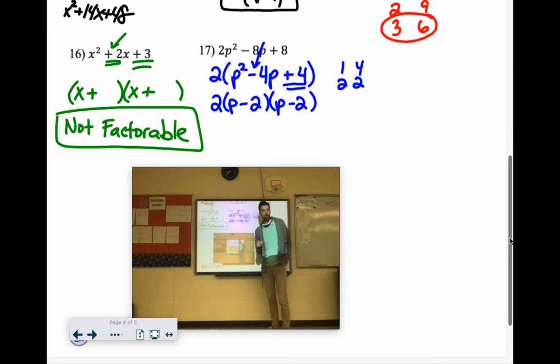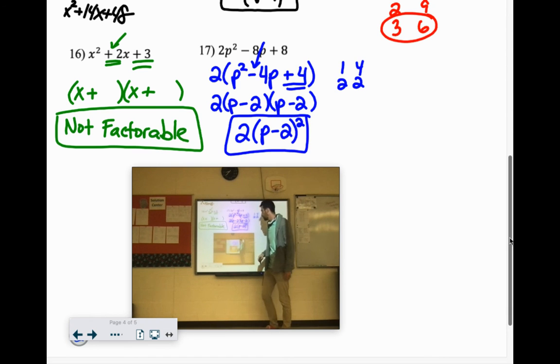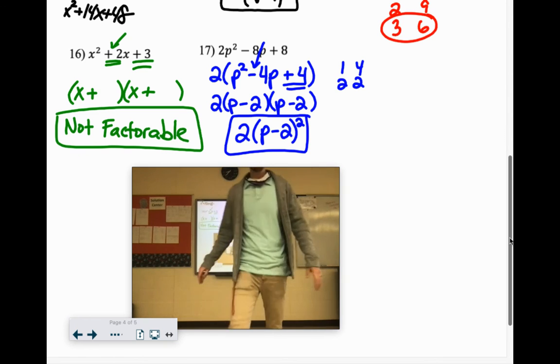Hey, it's the same thing in parentheses. Let's write it as p minus 2 squared. So we have the 2 on the outside, and then p minus 2 squared. Lots of 2's on that one. Lots of 2's. Hey, day 1 in the books.